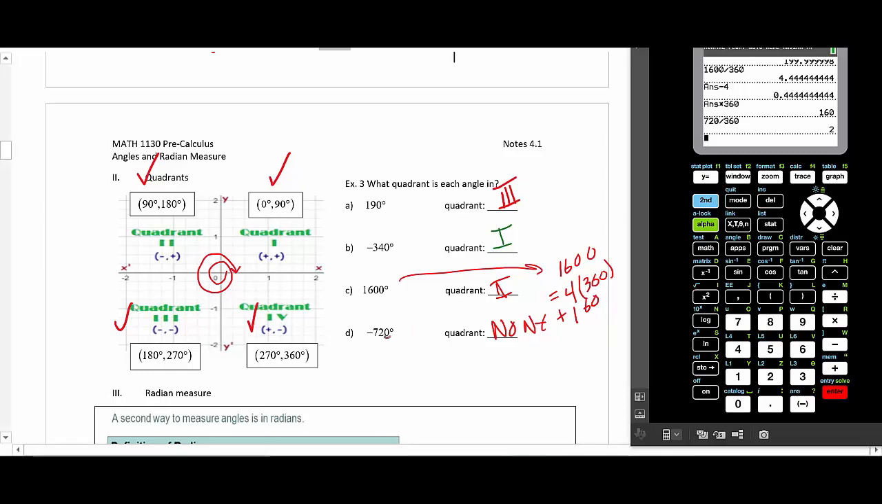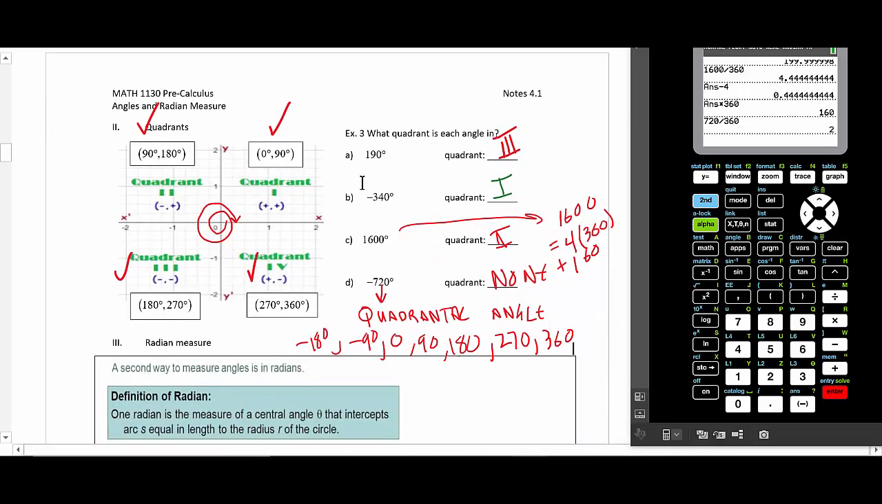Okay, so what we call this, you would probably want to write this down. We'll talk about this a little bit later in the class. But this is called a quadrantal angle. And what that means is that that angle is on an axis. So here's some examples of quadrantal angles. 0, 90, 180, 270, 360, and forever and ever and ever, right? And then if you went negative, you'd have like negative 90, negative 180, and so forth. So those are angles that terminate on an axis, okay? They're not in a quadrant. That's why we call them quadrantal, okay?